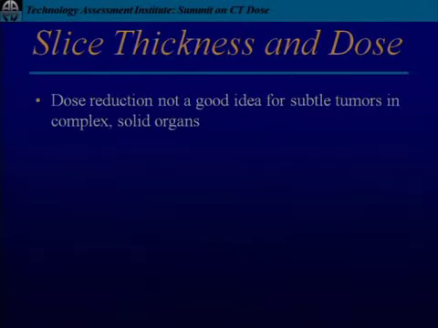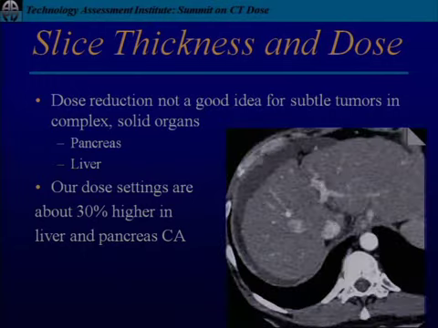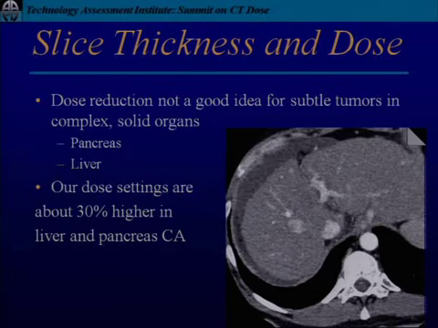So dose reduction is not a good idea for subtle tumors in solid and complex organs. And here I'm talking about the pancreas, where we have some fatty marbling of the pancreatic parenchyma with the retroperitoneal fat, or the liver. So our dose settings are about 30% higher as we narrow our slice thicknesses in the liver and pancreas as opposed to our routine settings. So here's an example of a typical patient with cirrhosis, okay, and the lesion, you can see that nodular contour. So you can see that background noise. I'm not going to want to reduce the dose a lot, or I'm going to miss that lesion.